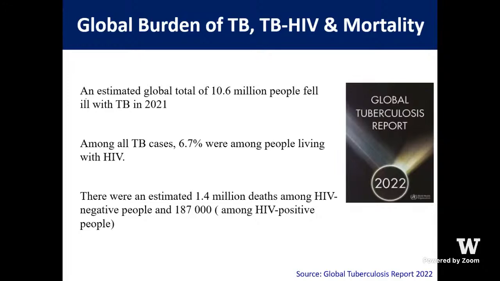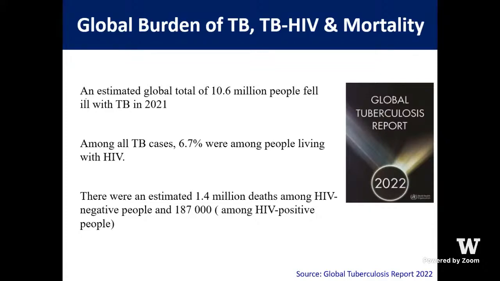So among all TB cases, around 6.7% were among people living with HIV. In a TB clinic, if you randomly check the ELISA status of all the people, around 6 to 7% of them will be found to be ELISA positive. So that is the thing: 7% among TB cases will be living with HIV.